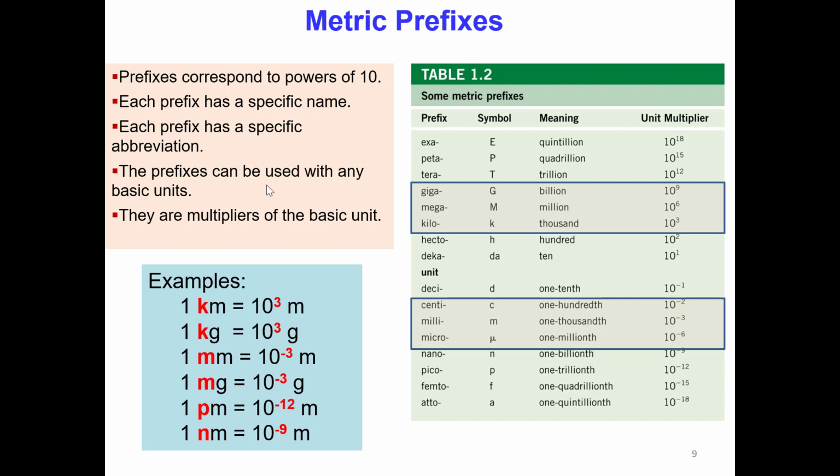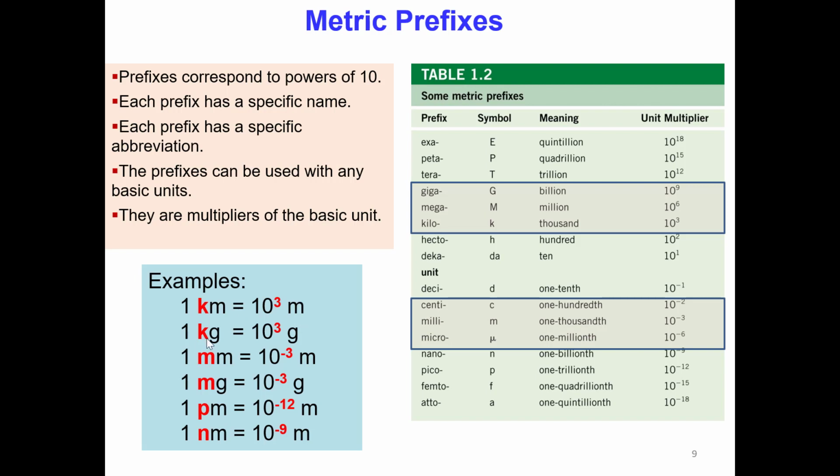And these prefixes can be used with any basic units. Yes, with any. For example, if we use it with meter, then we will have 1 kilometer equals 10 to the power 3 meters. And also we can say it equals 1000 meters.